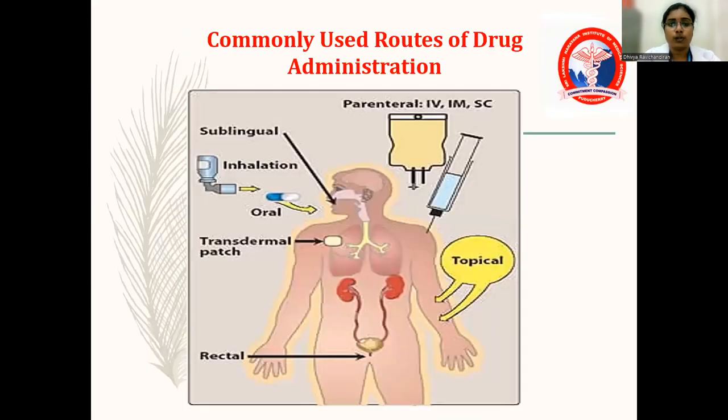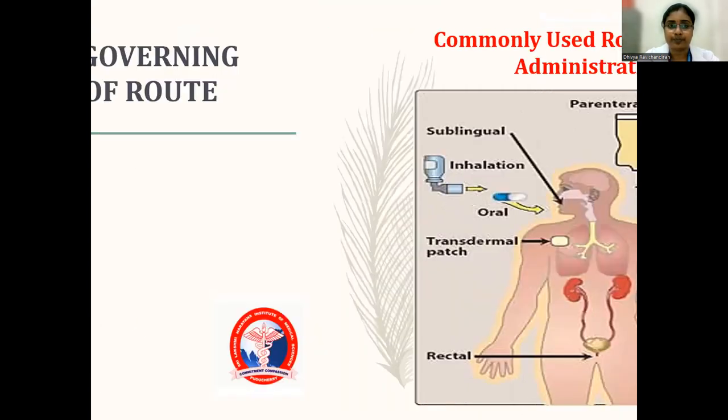As we all know, the commonly used routes are, under parenteral, intravenous, intramuscular, subcutaneous, and then oral or sublingual, inhalational, patches like transdermal patches, rectal, and also topical. These are the most commonly used routes of drug administration that you can see in a normal hospital setup.